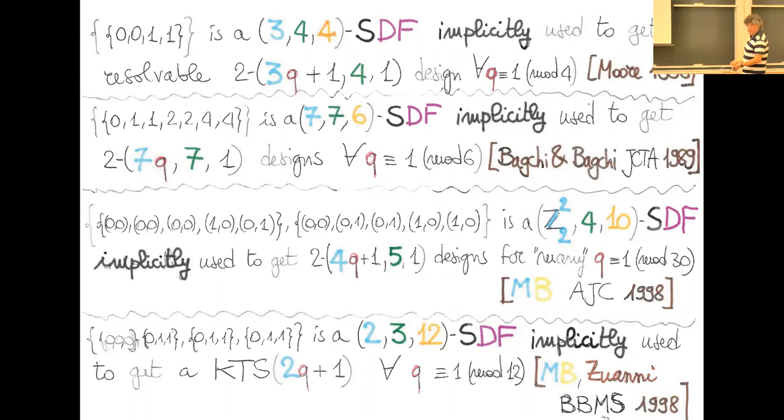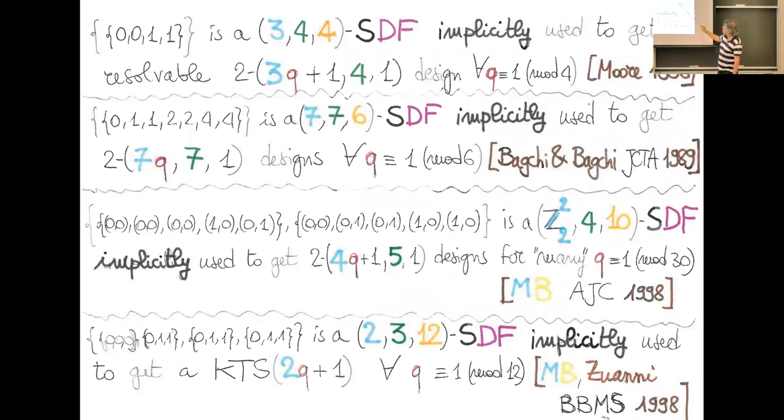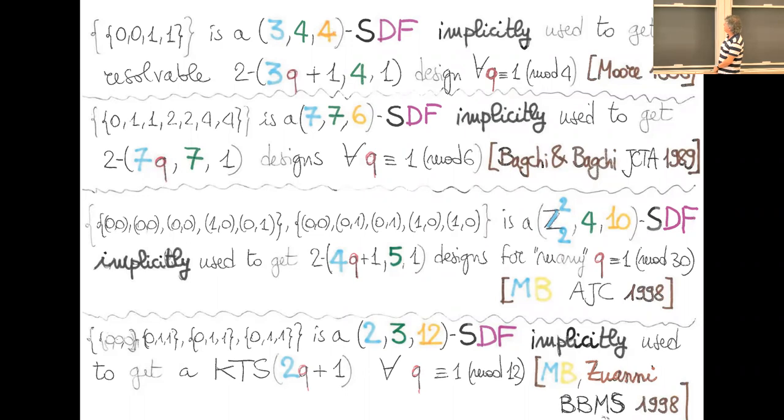And I myself, at the very beginning, was using strong difference families, even if I didn't introduce the terminology. For instance, these two blocks of size 5 form a strong difference family in the elementary abelian group of order 4, blocks of size, sorry, this is wrong, this is 5. A 10 strong difference family, and I used this strong difference family implicitly to construct designs with these parameters in a paper published in the Australasian Journal of Combinatorics.